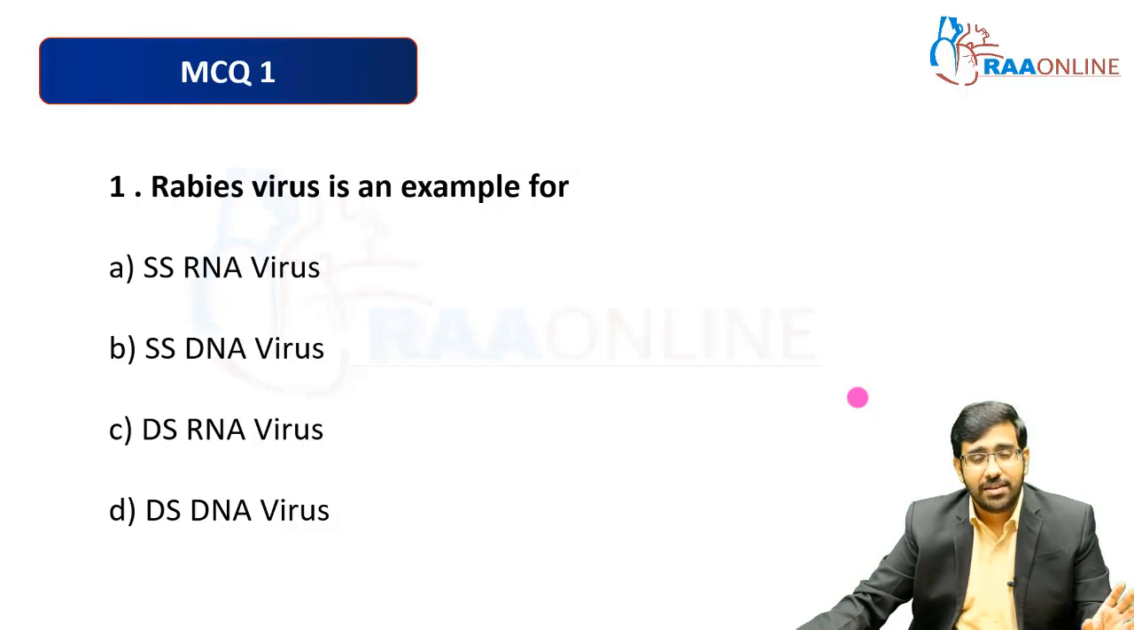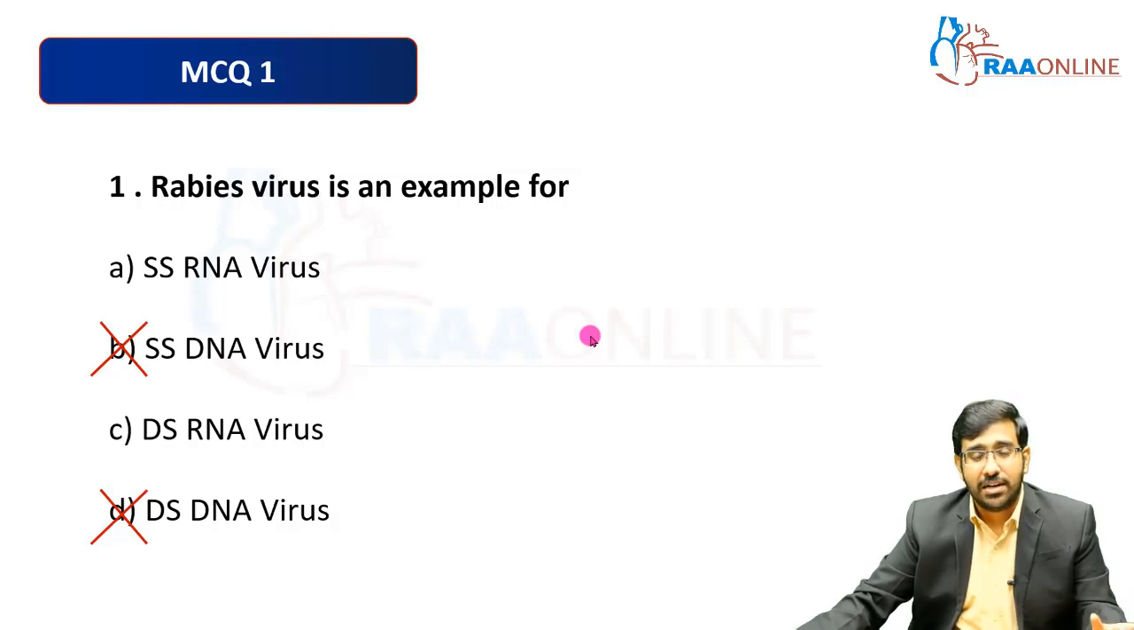With this, we are going to eliminate 2 options, which are single stranded DNA virus and double stranded DNA virus. We are left with 2 options: one is single stranded RNA virus and the other is double stranded RNA virus. You all know the classical example for a double stranded RNA virus is the diarrhea causing virus, the rotavirus. So we are left with only one option, the single stranded RNA virus. Our rabies virus is an example for a negative sense single stranded RNA virus.